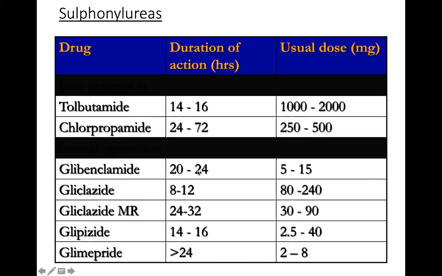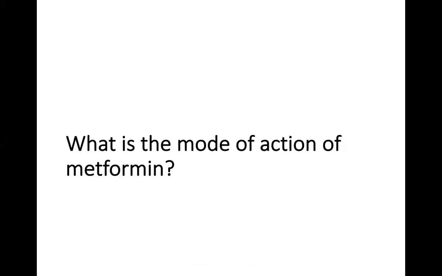Among them, you can see glibenclamide and glimepiride and modified release gliclazide have a half-life as long as a day. Gliclazide is shorter acting, with about 8 hours of action. So that's the only primary difference between these various drugs. Glibenclamide, glimepiride, and the modified release gliclazide are long acting, whereas standard gliclazide is short acting. We now move on to the fourth drug, which is metformin.